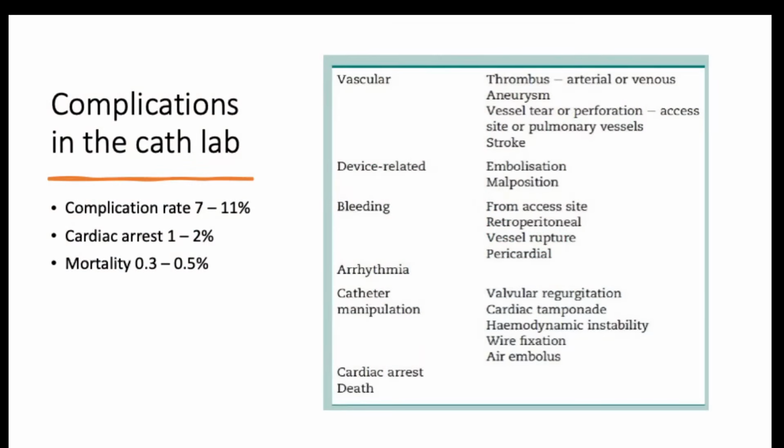Bleeding related, most commonly from the access site. Otherwise, retroperitoneally, there can be vessel ruptures and pericardial effusions. Arrhythmias. Catheter manipulation can cause valvular regurgitation, cardiac tamponade, hemodynamic instability. The wire can become fixated or stuck on the valve, and that's a pain, and then air embolus. And the risk of cardiac arrest is always there in these kids, and the risk of death.